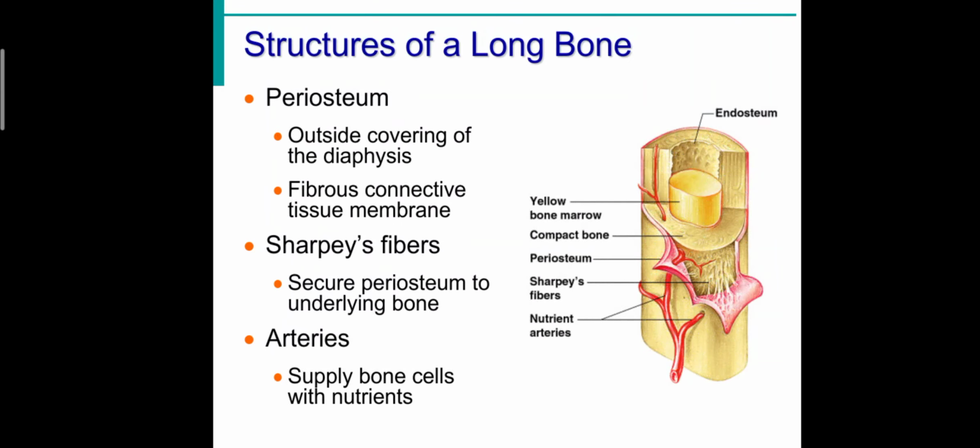Structures of long bone: periosteum, outside covering of the diaphysis; fibrous connective tissue membrane; Sharpey's fibers secure periosteum to underlying bone; arteries supply bone cells with nutrients.